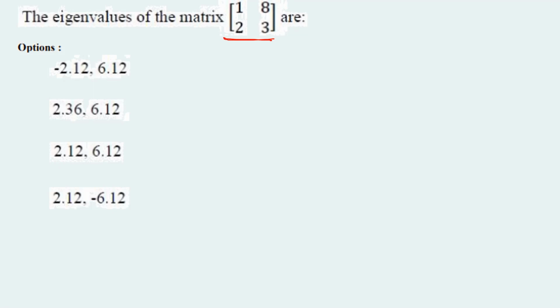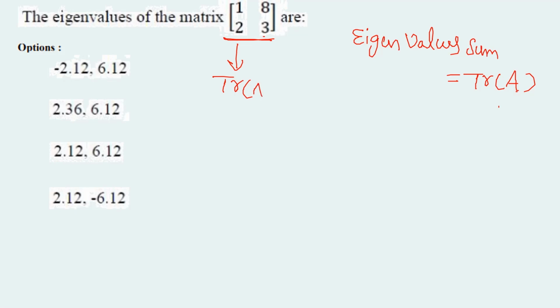Let's see here. The sum of eigenvalues is equal to the trace of the given matrix, trace of A. So here the trace of A is equal to the sum of diagonal elements. These two are diagonal elements. So the sum is 1 plus 3, that is equal to 4. Now let's check the option where we will get the sum as 4.